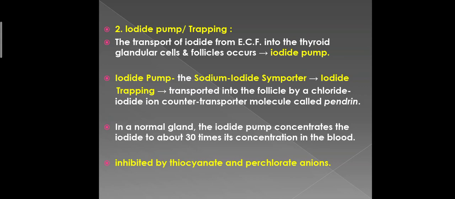This process of concentrating the iodide in the cell is known as iodide trapping. After trapping of iodide into the cells, the iodide ions are transported into the center of the follicle by another channel, a chloride iodide counter-transport channel, and this protein is known as pendrin. It transports chloride into the cells and at the same time iodide ions into the follicle, into the colloid. In a normal gland, the iodide pump concentrates iodide to about 30 times its concentration in the blood, and this is inhibited by thiocyanate and perchlorate anions.